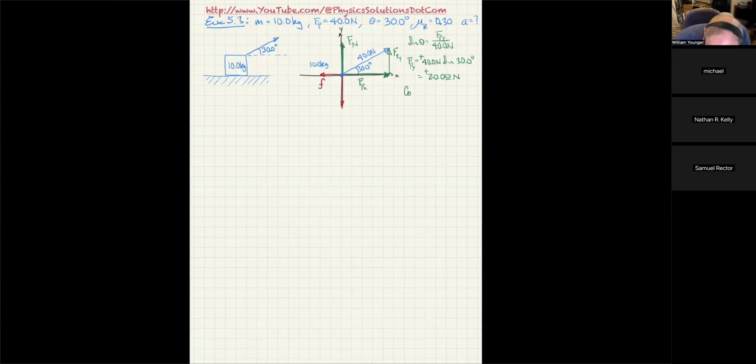Now I'm going to write out what the cosine of 30.0 degrees is. Cosine is equal to adjacent over hypotenuse. As I said, the adjacent is the side touching the angle. So that's going to be Fp sub x over 40.0 newtons. Therefore, Fp sub x is equal to positive 40.0 newtons times the cosine of 30.0 degrees, which is root 3 over 2, or 0.866.